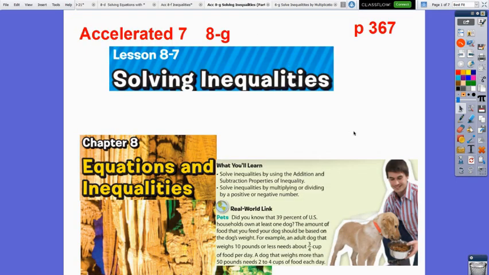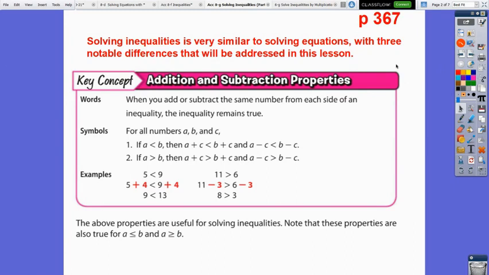Okay, so solving inequalities is very, very similar. We're skipping up now to page 367. Very similar to solving equations, with three important differences. One of them we have already talked about, and that's the fact that there's not one solution. There's an infinite number of solutions. Okay, we'll show you that in a minute. All right, so let's see if we can figure out the other ones.